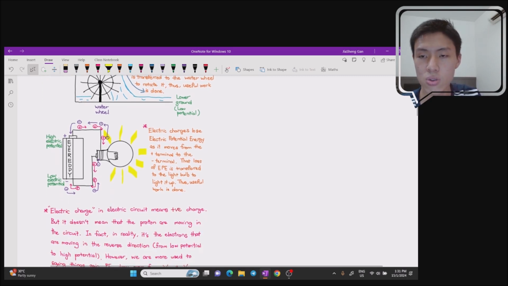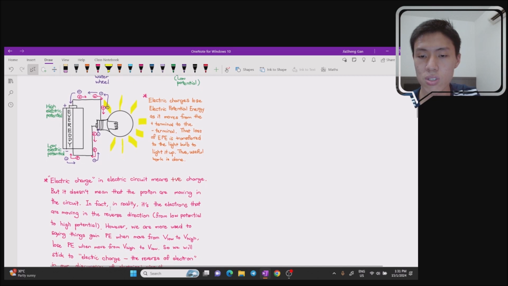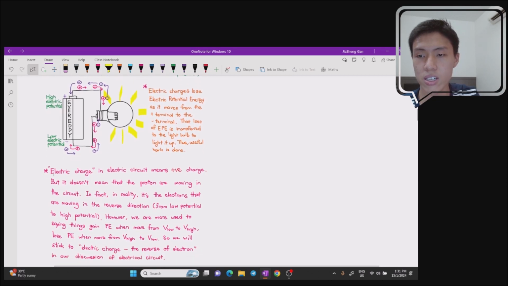Okay, so there's something I want you to take note of here, which is that electric charge in the electric circuit means positive charge. So conventionally, when we talk about current or charges flowing in the circuit, we are referring to the positive charge that is flowing.